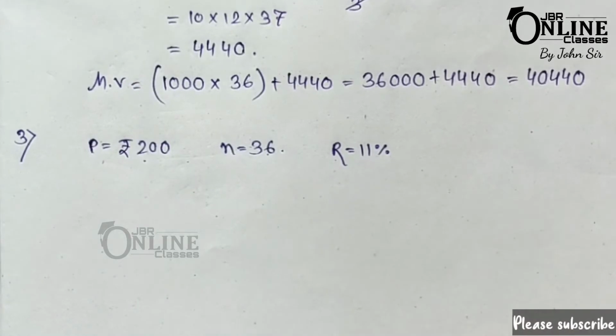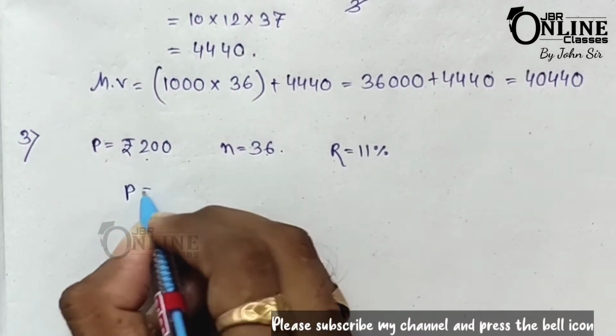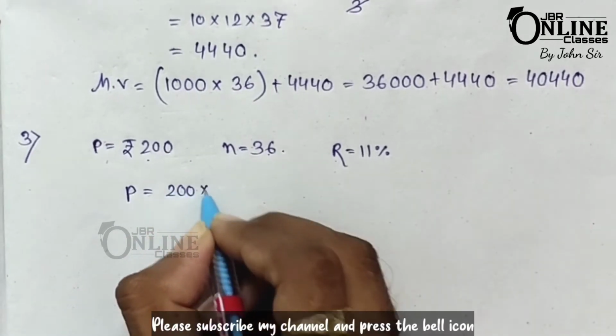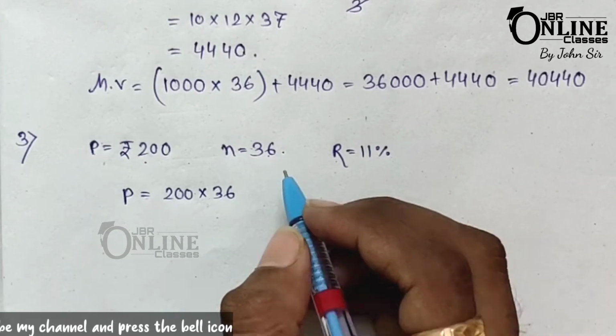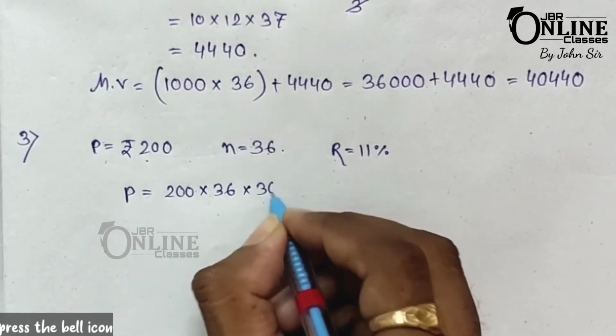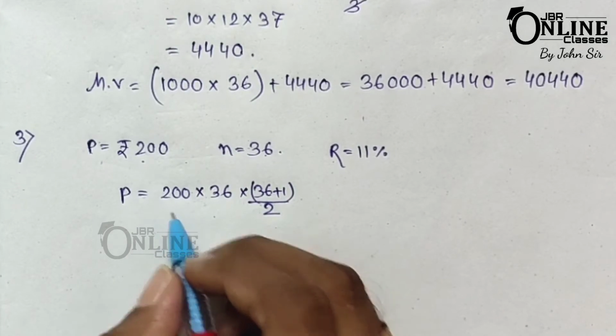So first you have to find out the principal. So here principal equals 200 into 36 into 36 plus 1 divided by 2. So that is the total principal.